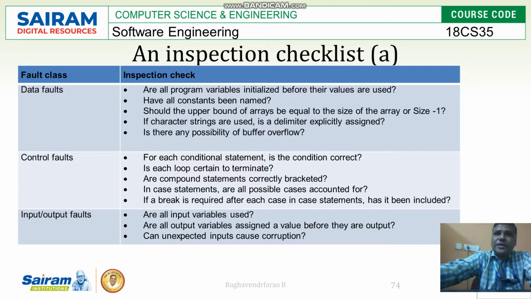Okay, then input and output faults. So in your mind, usually you wanted to access an integer variable, but you have written a floating variable inside it. Whether it is correct or not should be checked. Whether variables have been defined or not should also be checked. Unexpected inputs cause corruption of the program, so you have to check that also. You are asking for an integer variable, but the input is a character; then should the program accept this or not? If it accepts, what happens? Those things are going to be inspected.